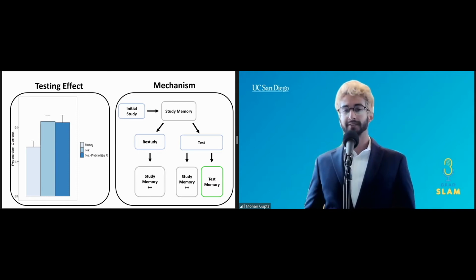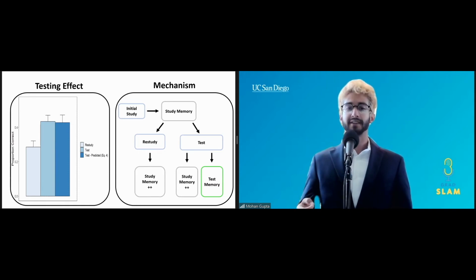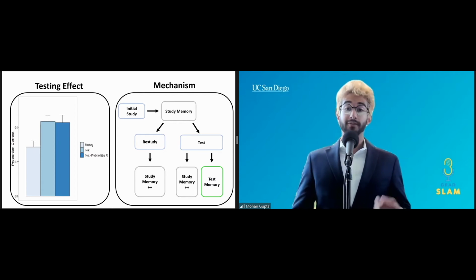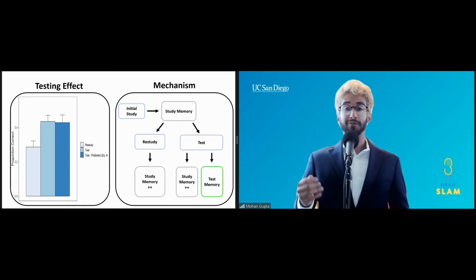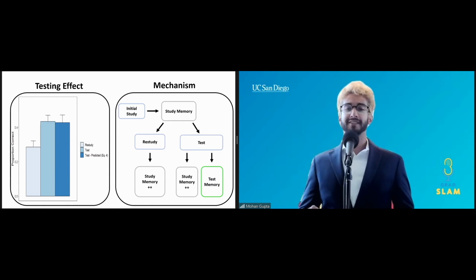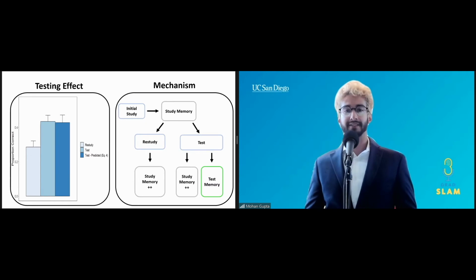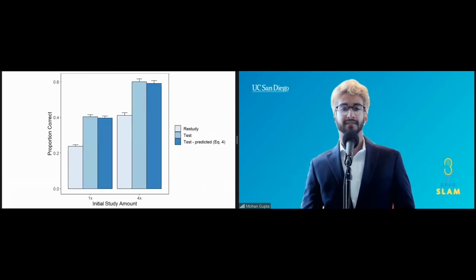When you first encounter a bit of information, you create a study memory. And when you go to restudy that same information, you strengthen that study memory. When you test yourself, not only do you strengthen that study memory, you create a new test memory. And because we have two memories of the same bit of information, this makes it more likely for us to retrieve it, which produces the testing effect.